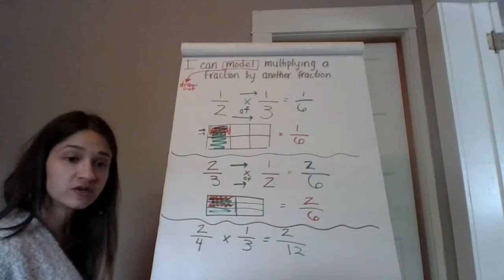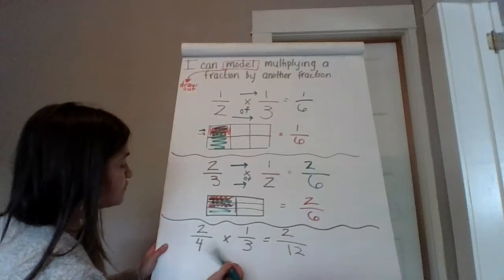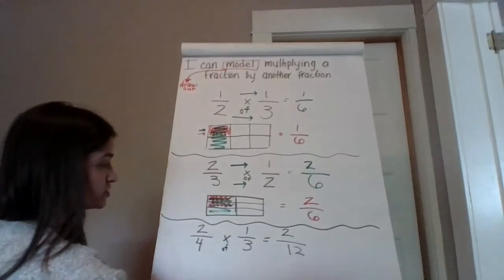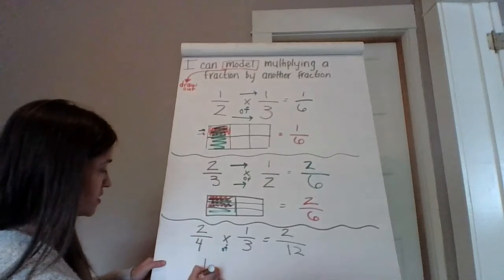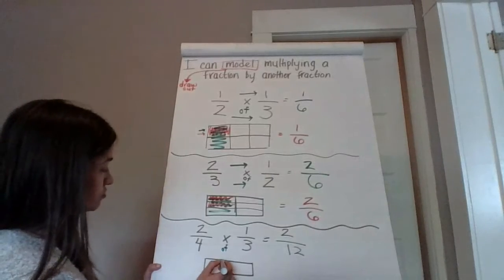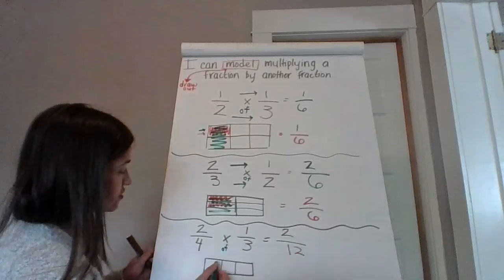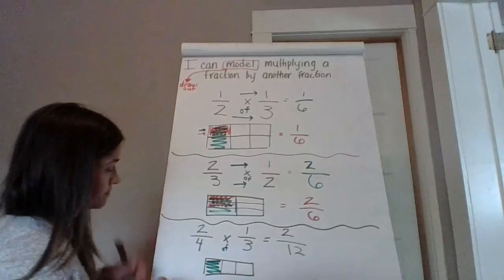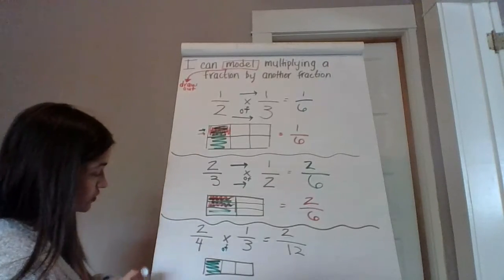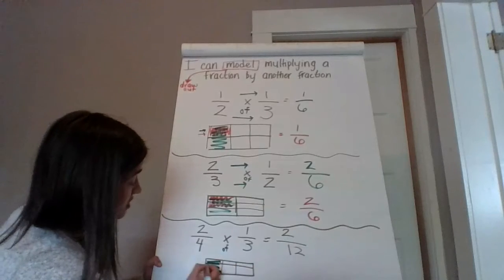All right, let's do it together. So I know I'm looking for 2/4 of 1/3. Okay, so I'm going to start by drawing my model. And I have 1/3, so I'm going to color in 1/3. Now I'm looking for 2/4 of 1/3. So I know I need to partition the model into fourths in the other direction.